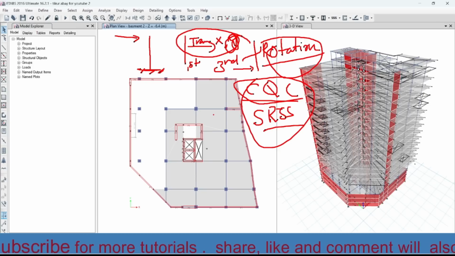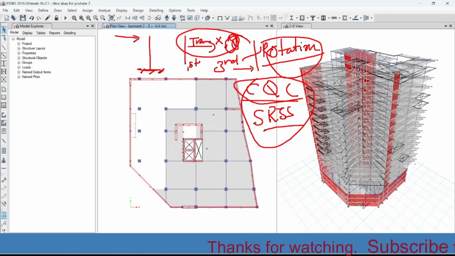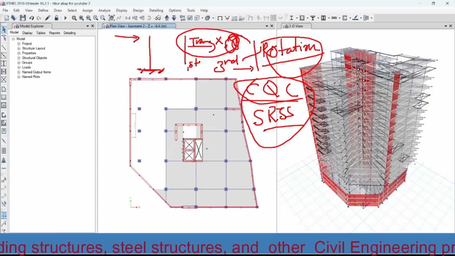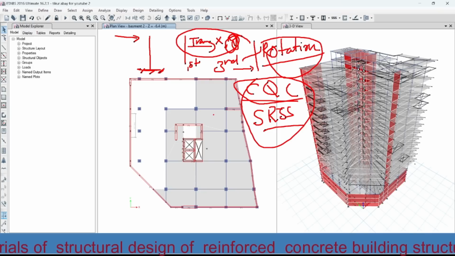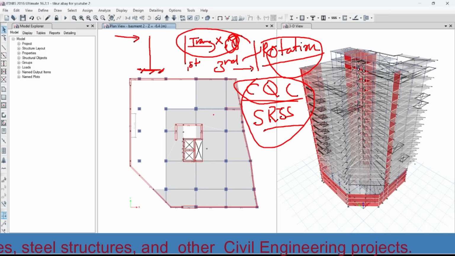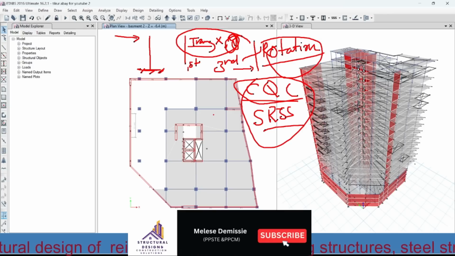So in tutorial number 12, I will try to focus on the determination of the response spectrum load case, and the determination of the load cases associated with the load patterns. That means every load pattern which was defined before will be modified with the new load case as much as possible.